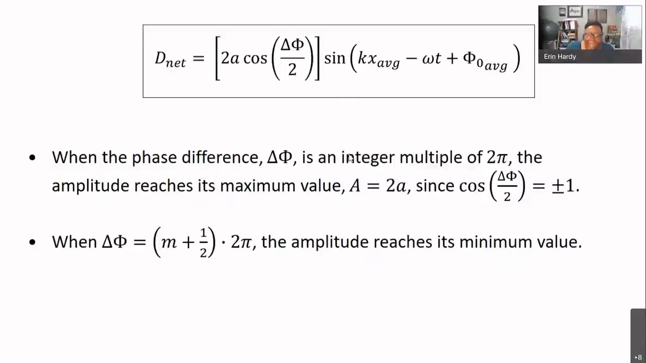When you have a half integer multiple, then that leads to the case where you observe destructive interference as opposed to constructive interference. So you have one signal that is at a maximum when the other one's at a minimum, and the cosine function here, cosine delta phi over 2, is going to give you a 0. So there's 0 amplitude for the net displacement in that case.